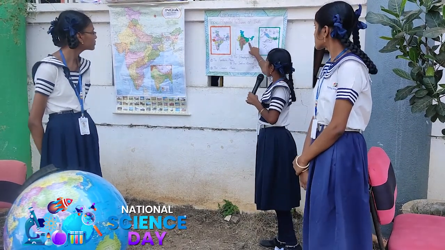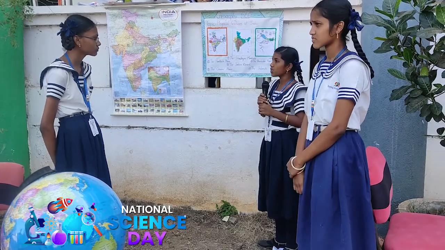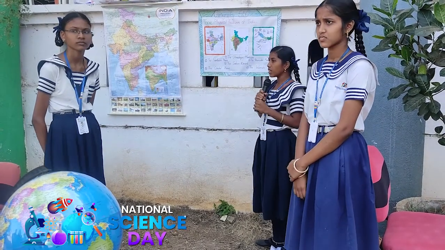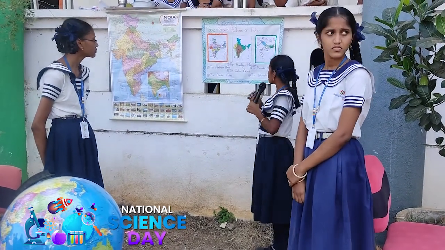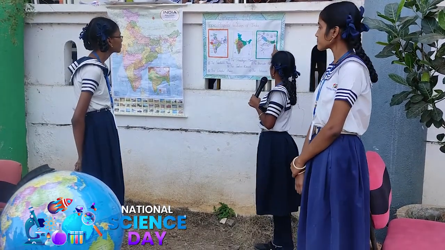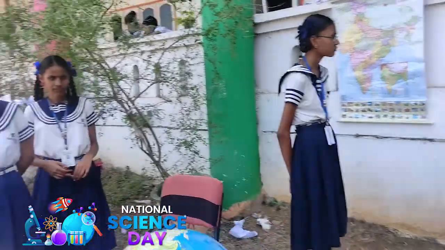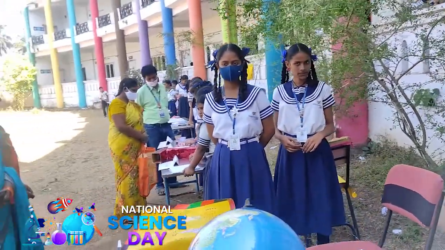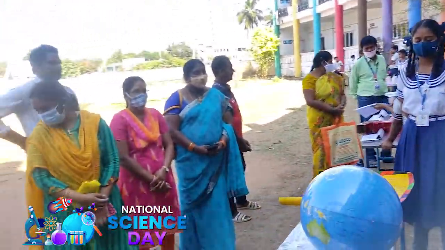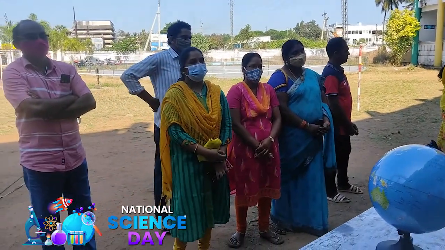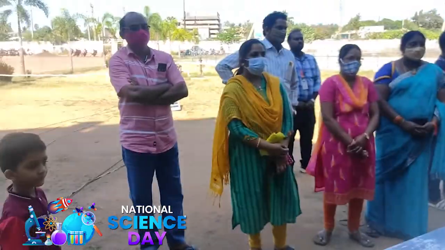Northern plains. Northern plains are formed due to deposits of three Himalayan rivers. They are the Indus, Ganga and the Brahmaputra. They are located at the foothills of the Himalayas. They spread over an area of 7 lakh square kilometers. The area is favorable for agriculture.